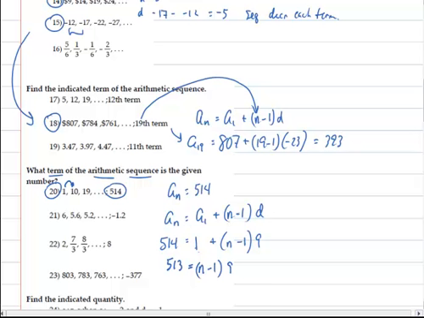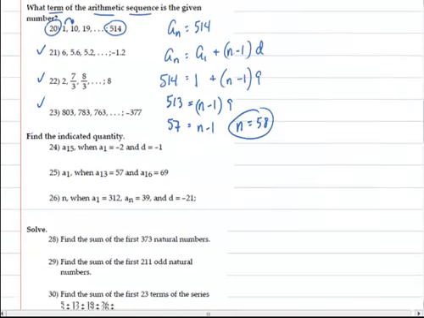Divide that by 9. That goes 57 times, I believe. I'm going to check that. And that's correct, and n should equal 58. So that term is the 58th term. So use that same approach to do these other ones in your review.